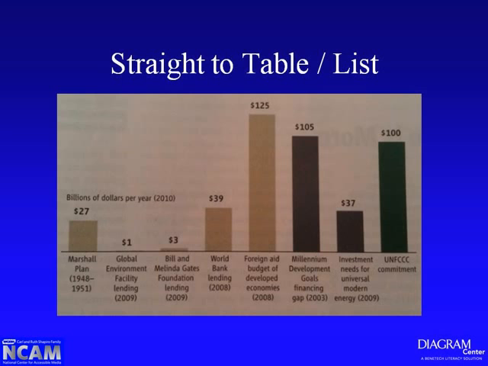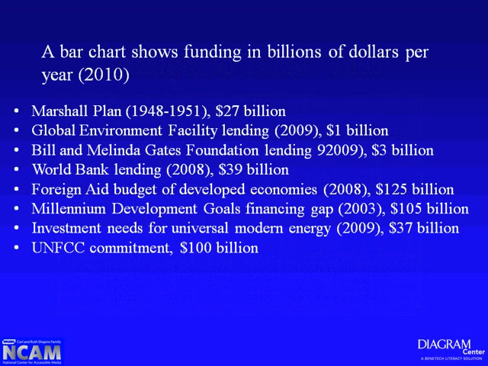But we have three pieces of information for each bar: Marshall Plan, so the name of the plan, the years, and the giving in billions per dollar. Now that could go straight to a table, but this is also possibly a list. And what I found when I made the table, it almost became more confusing, because the dates are not irrelevant, but they're less important than the amounts.